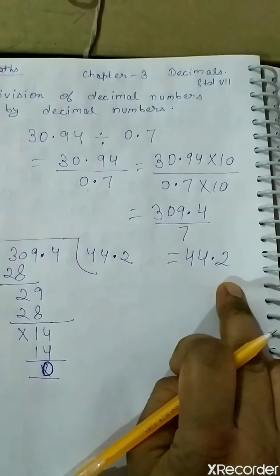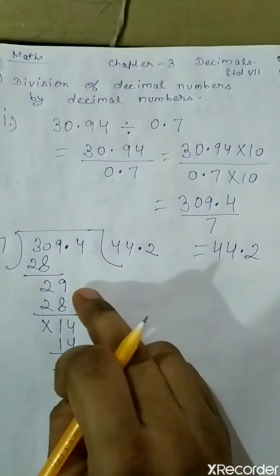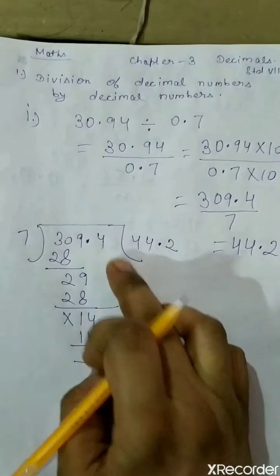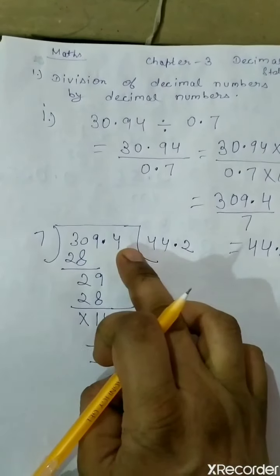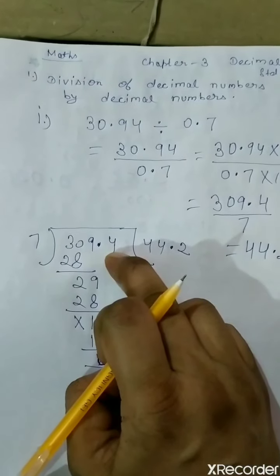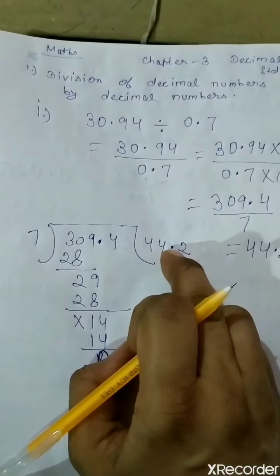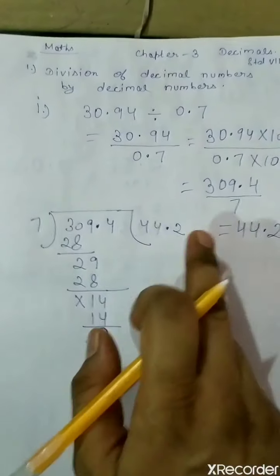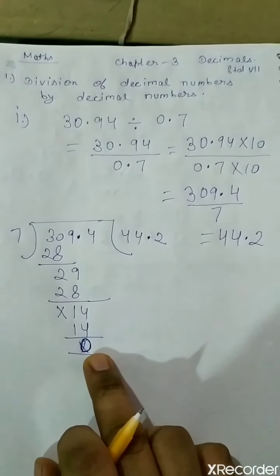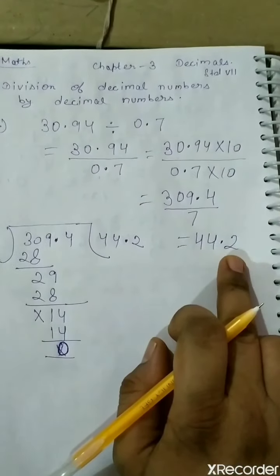44.2. Here 29 minus 28 is 1. After that 4 comes downside. So 4 is a digit written after the decimal point, so first you will put the point here. Then 7 into 2, 14, then it is 0. So the answer is 44.2.